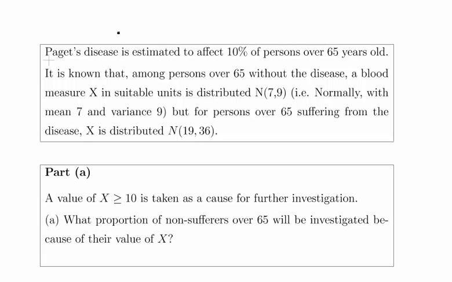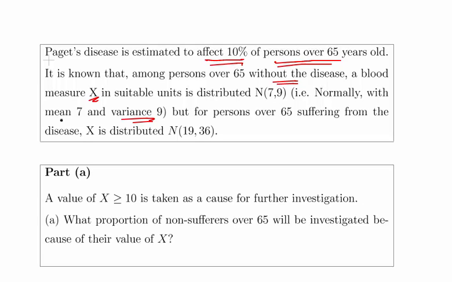In this presentation, we're going to look at the normal distribution, or a question related to the normal distribution. Paget's disease is estimated to affect 10%, that's important for later, 10% of people over the age of 65. It is known that amongst people over the age of 65 without the disease, that's to say non-sufferers, some blood measure X in suitable units is normally distributed with a mean of 7 and a variance of 9, which is a standard deviation of 3.